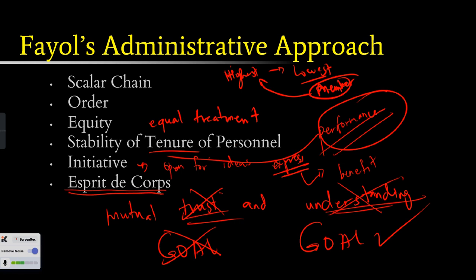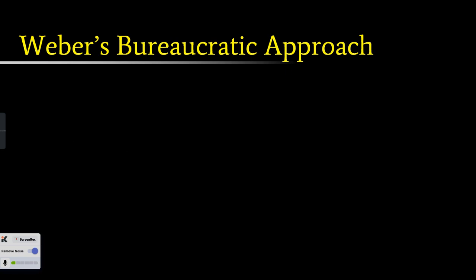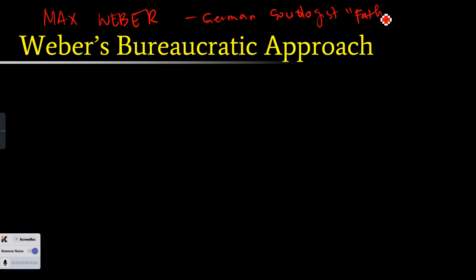Okay? So, ngayon, pagkatapos ni Fayol, meron naman tayong isa pang bureaucratic approach. Ito na yung pangatlo at huli. So, this is from Max Weber. If you are familiar with Max Weber, siguro narinig nyo na yung name niya. So, he is a German sociologist. Also, he is considered the father of sociology.